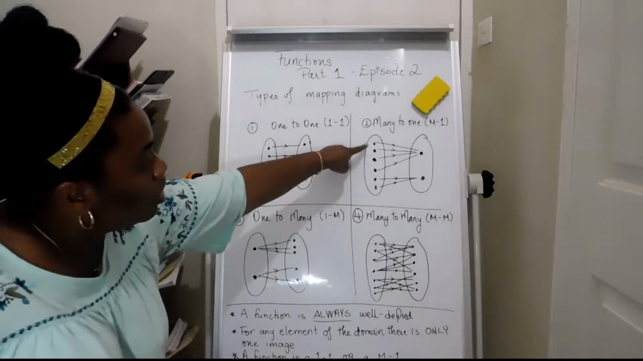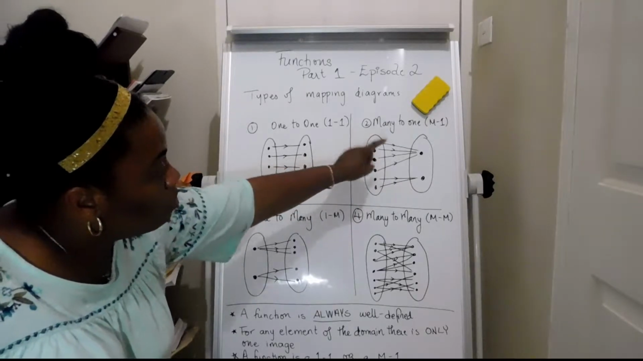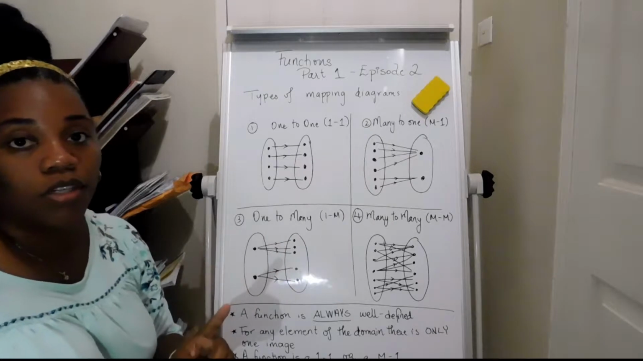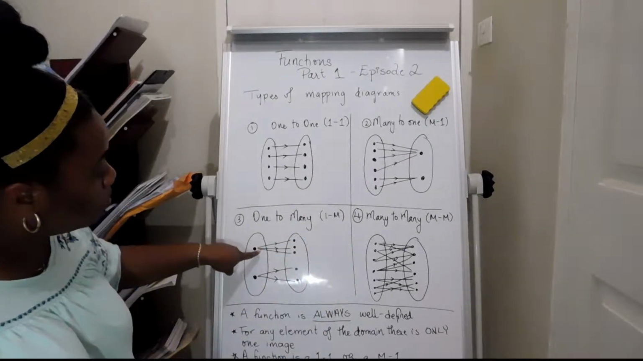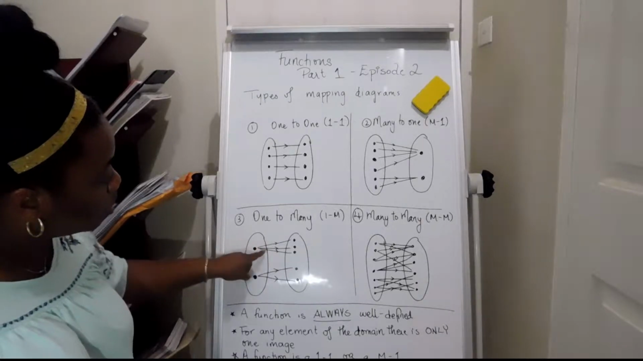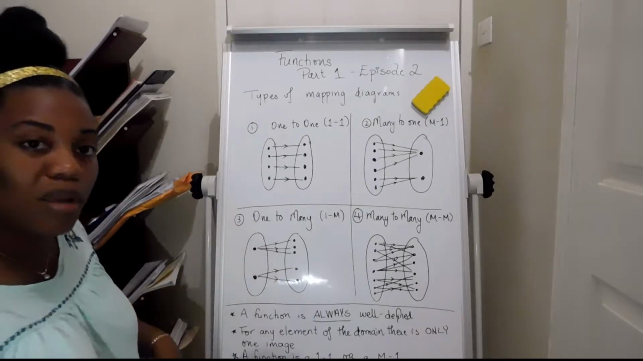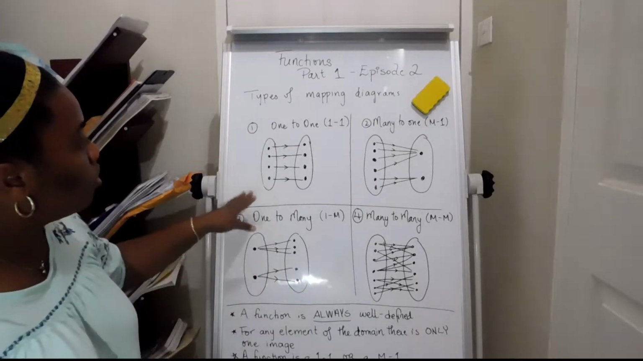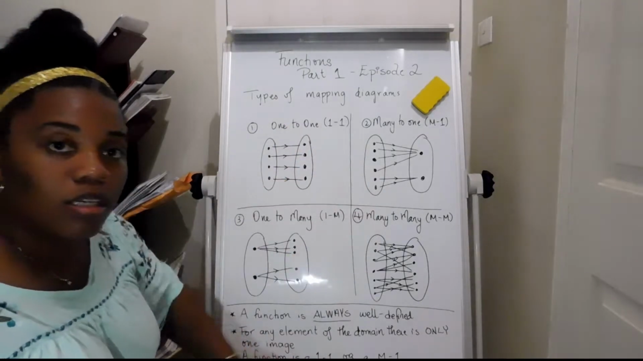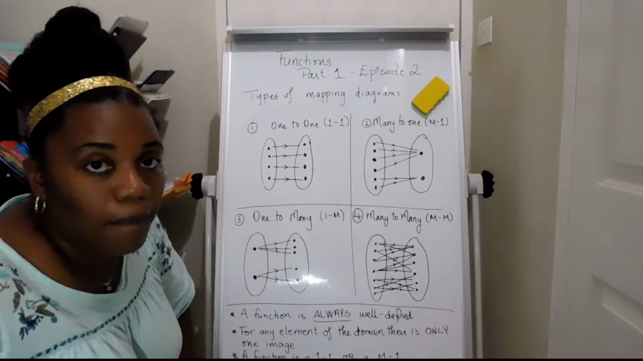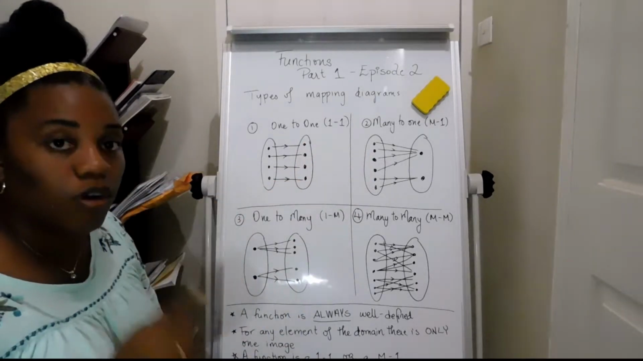Look at this. Each element in here is only mapped once, even though many of them might be going to only one image. They're mapped only once. However, in this one, there are multiple mappings, where this one element has 3 mappings. So once an element is mapped only once, it is considered a function. In this case, a one-to-one and a many-to-one are considered functions. Of the mapping diagrams, these 2 are considered functions.